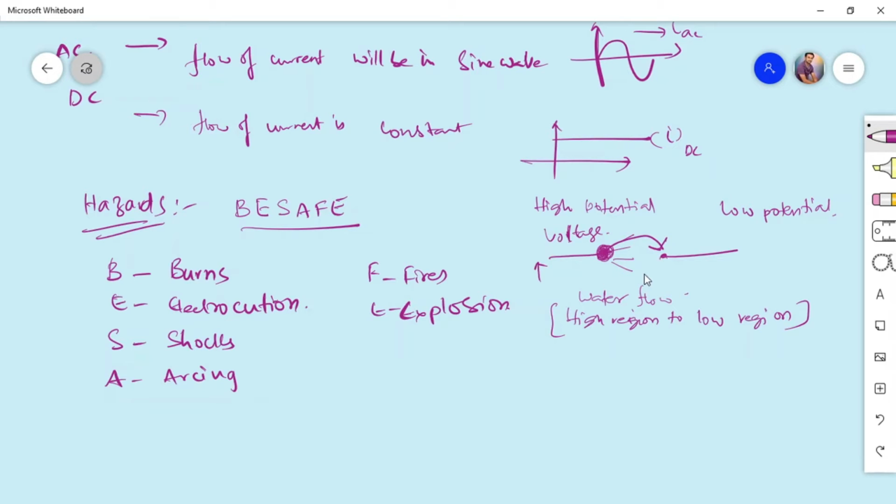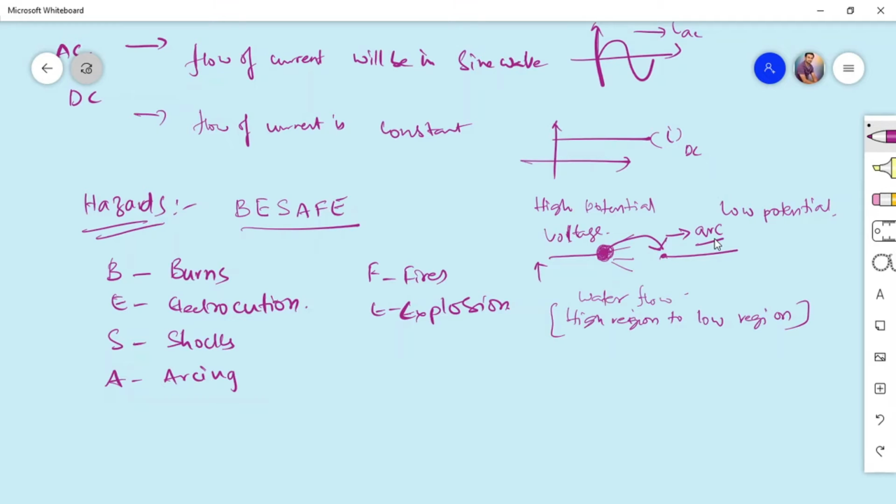When this is jumping, the resultant light which is produced is your arc. So the arc is produced and the voltage will pass. This is the concept of arcing. So voltage will always try to jump when the contacts are near, when it has got sufficient potential.